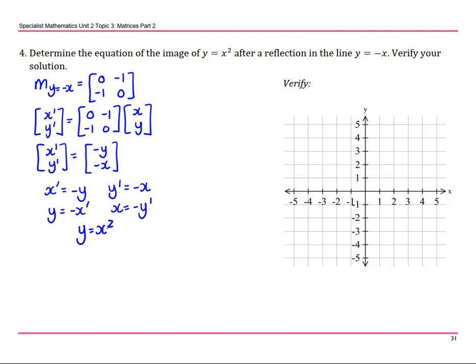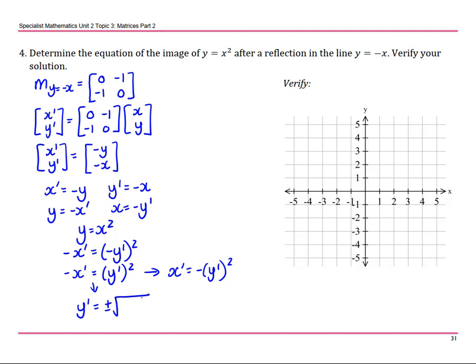Y equals x squared. So negative image of x equals negative image of y, squared. So that is the same as the image of y squared. So I can go to the image of x equals negative the image of y all squared by taking negative over, or I can get y on its own and say the image of y is plus or minus the square root of negative the image of x.